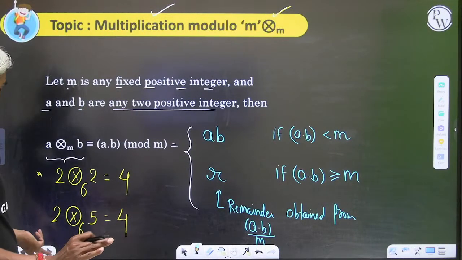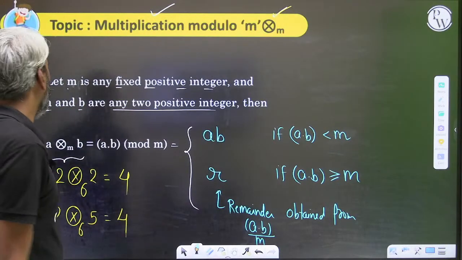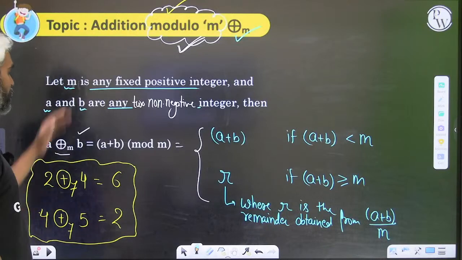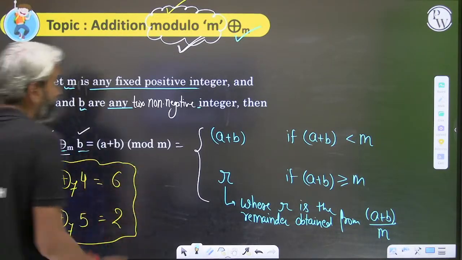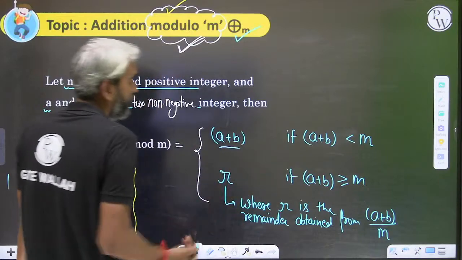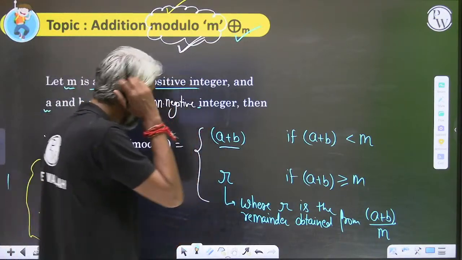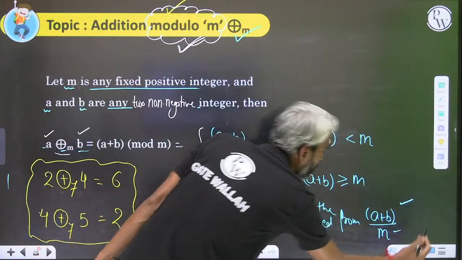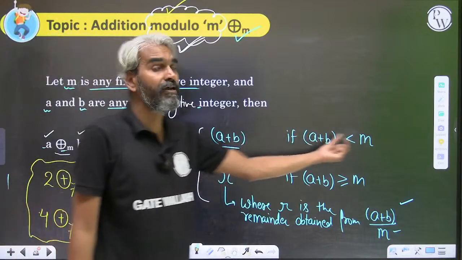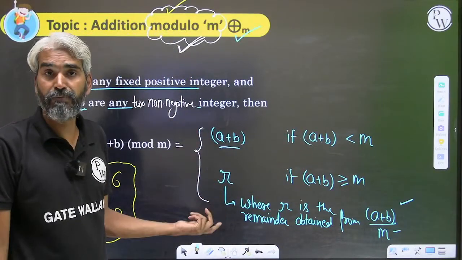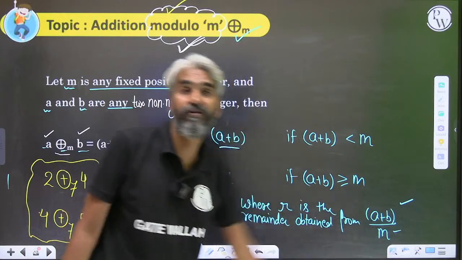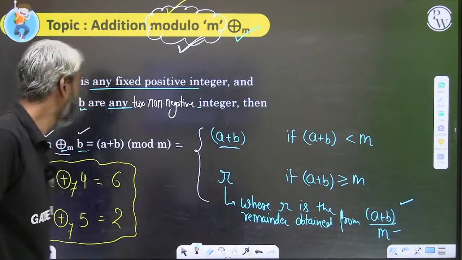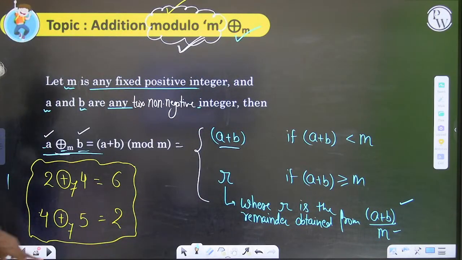Okay. So this is your multiplication modulo m operation, and this is your addition modulo m operation. That's what we have defined. A addition modulo m will be nothing but the remainder obtained by dividing a plus b by m. If a plus b is less than m, then the remainder will be a plus b only. If a plus b is greater than m, then we will divide a plus b by m. Whatever the remainder is will be the output of a addition modulo m with b.